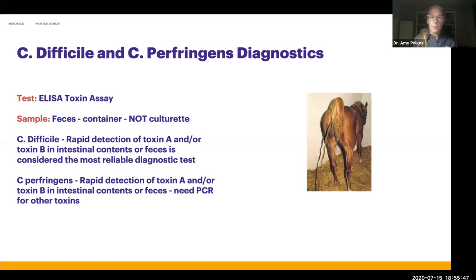And for C. diff, it's going to be a rapid detection of toxin A or toxin B. That's the most reliable test. Same thing for C. perfringens. So it's an ELISA, so it's pretty quick, and you can get your results back within a day or two.